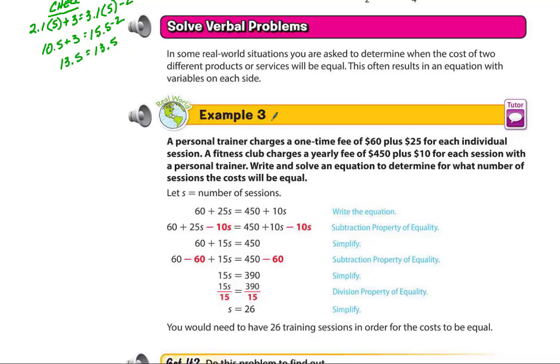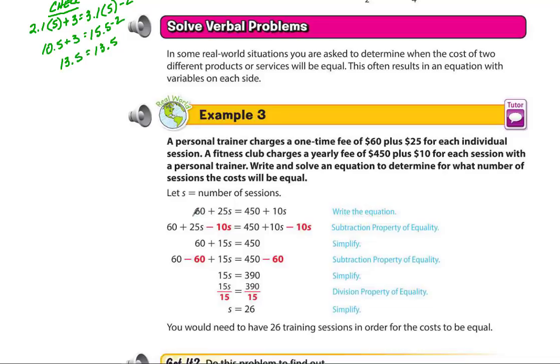This is what somebody would want to know if they were saying, I'm going to sign up for some fitness training. Do I go with the personal trainer who charges the $60 but hits me $25 every time I go? Or do I pay my $450 to a fitness club and know that I can use their personal trainers for just $10 a session? So here's the setup for the problem.